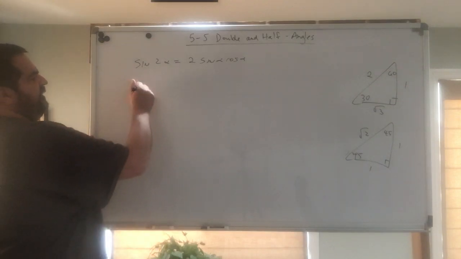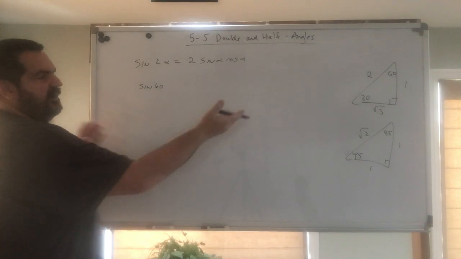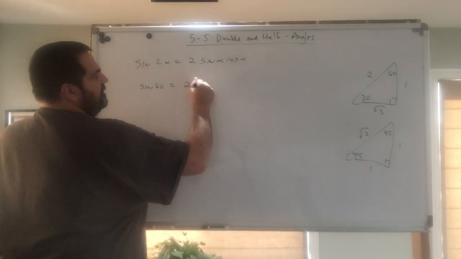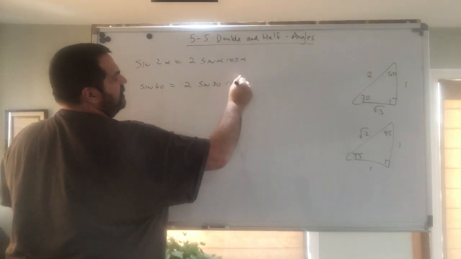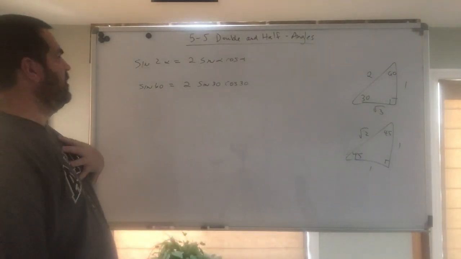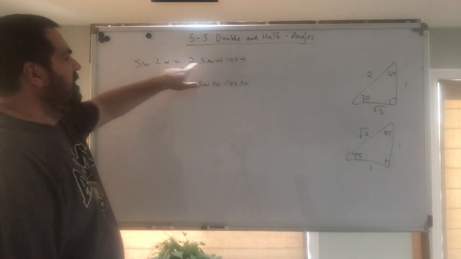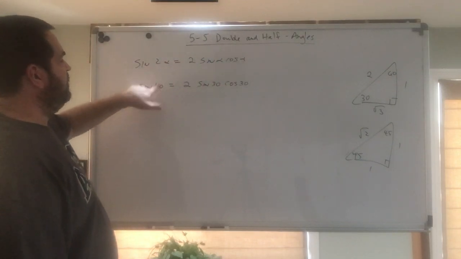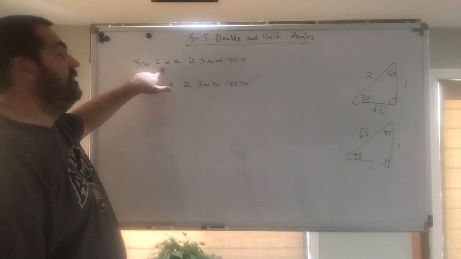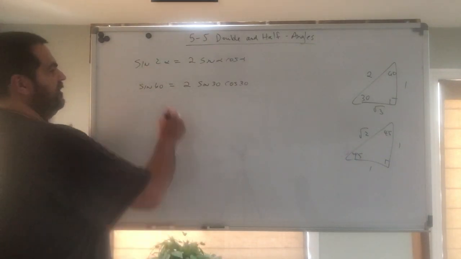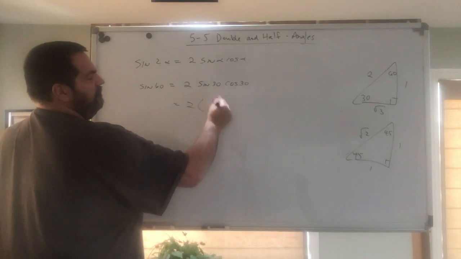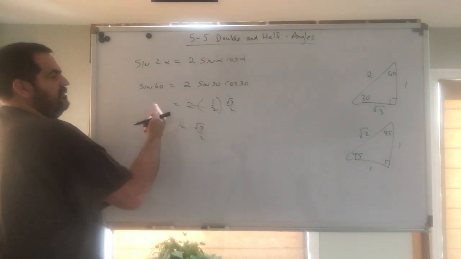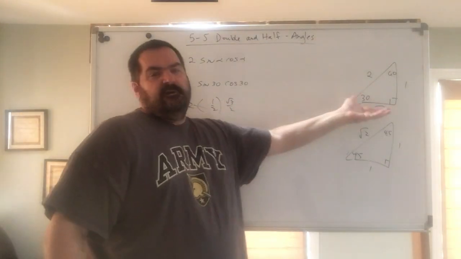So if I were to try to find sine of 60, well, I already know sine of 60, but it's 2 times sine of 30 cosine of 30. And you guys, why did I go to 30? Because remember, this is the double angle, and this is the single angle. So this is twice as much as this. So if this was 60, and 60 is 2 alpha, alpha must be 30. So that cancels, and I get sine of 60 is root 3 over 2, which I already know.